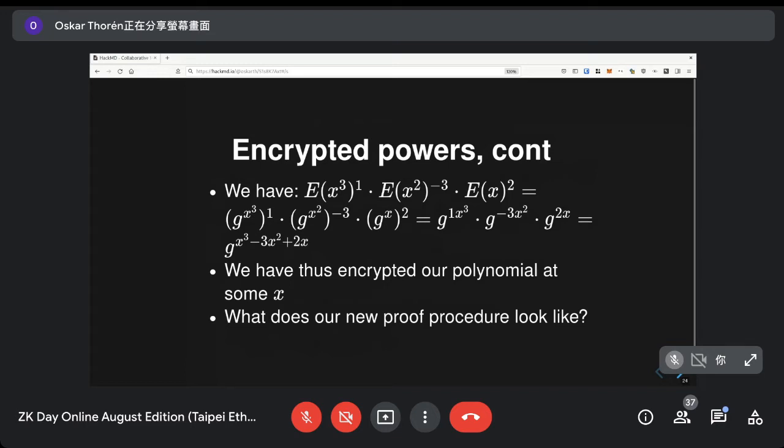So we have all these encrypted powers, and when you apply this encryption function with the coefficients and add them together, the result is that our polynomial is encrypted at some x.